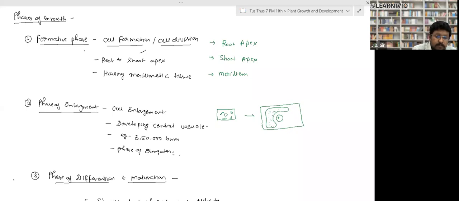Here, the formation of cells takes place in this phase. Next point. It always takes place in root and shoot apex, which have meristematic tissues.